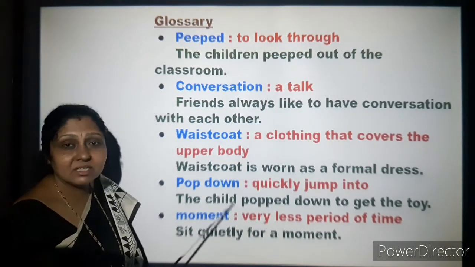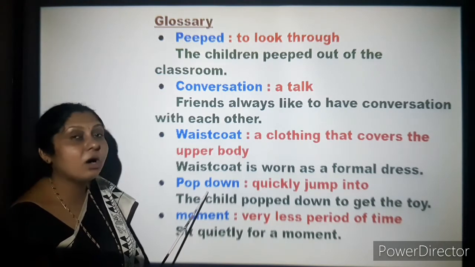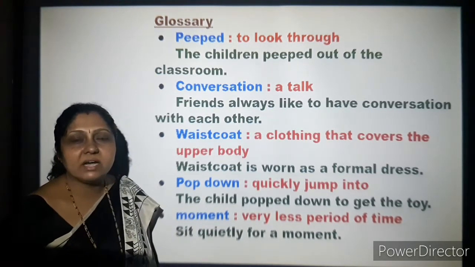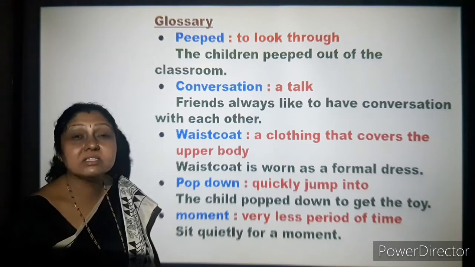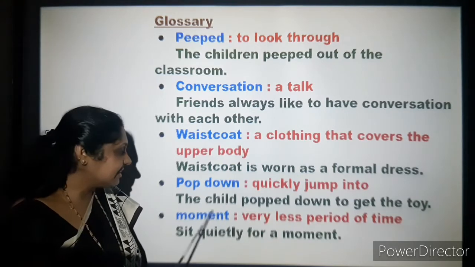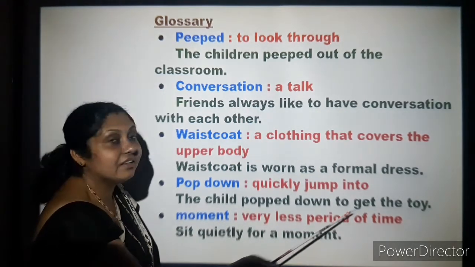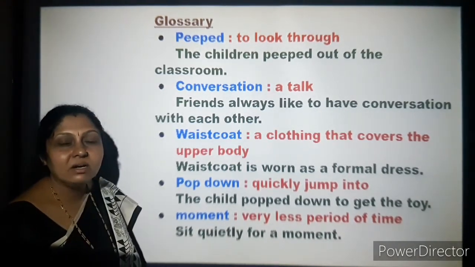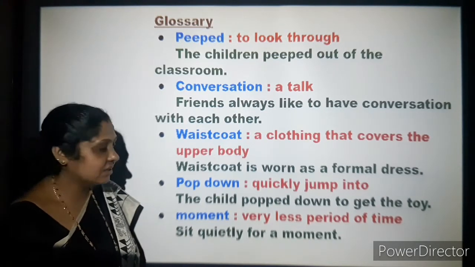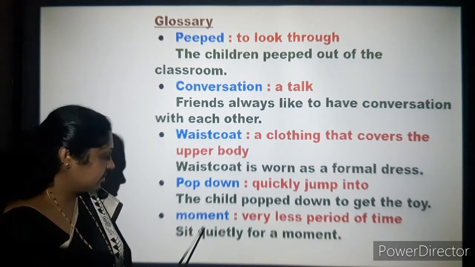Pop down. See, one more which is interesting to you all, like peep. Pop down means quickly jump into. Suddenly you jump into something or jump from somewhere. That is called pop down. The child popped down to get the toy. So what did the child do? It suddenly jumped out and picked its toy. That is called pop down.